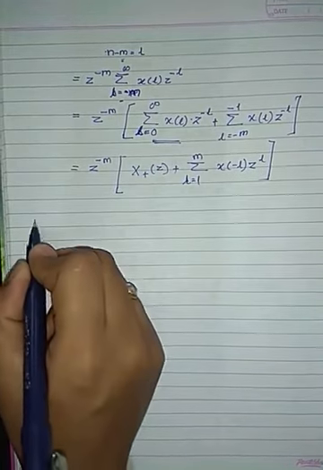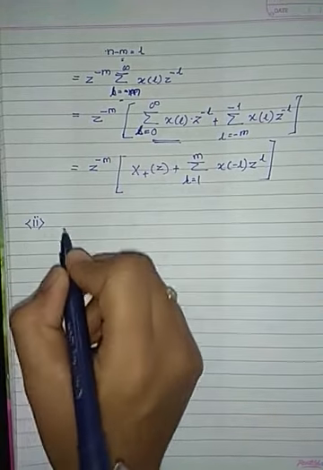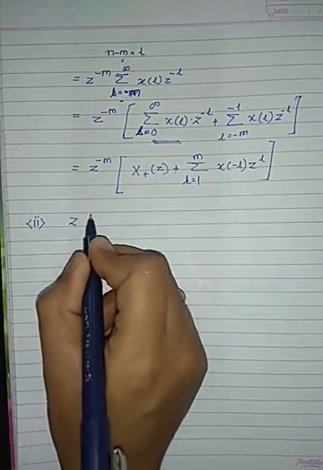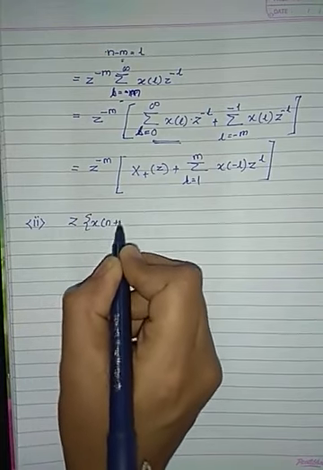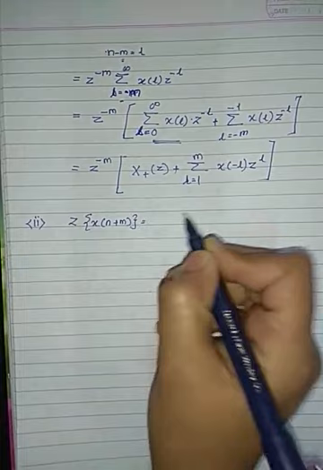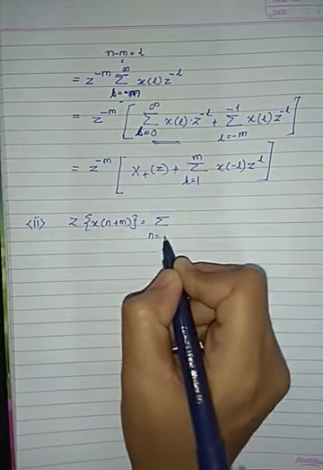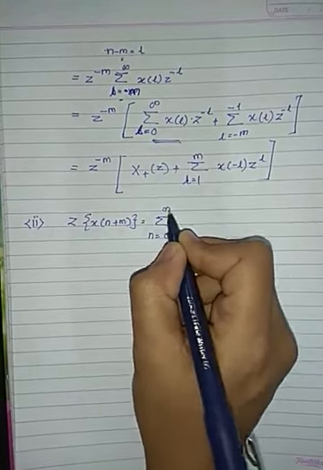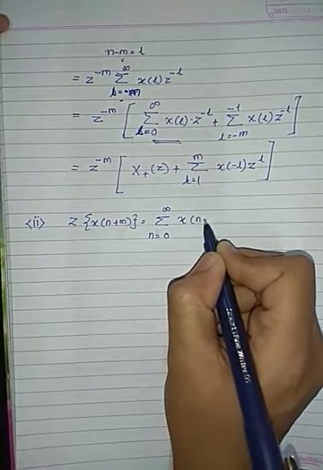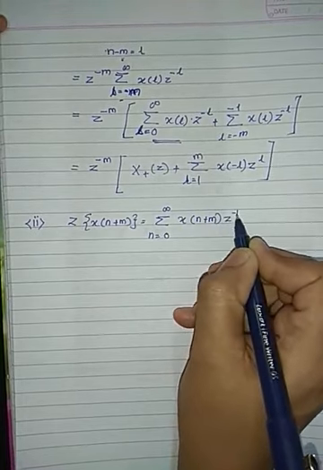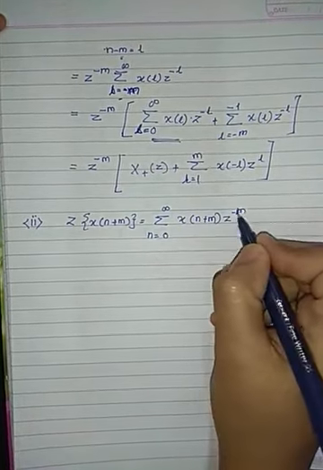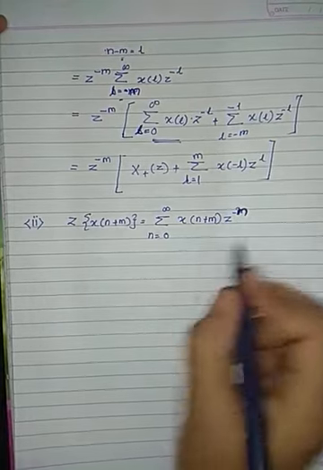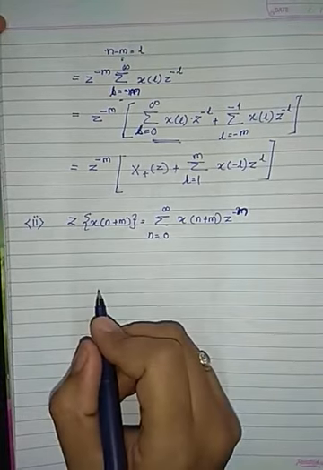Now we are going to consider our second condition. What is the second condition? Z of x of n plus m is equivalent to summation from n equal to 0 to infinity of x of n plus m into z raised to minus n. Okay, so according to the definition, it will be like this.